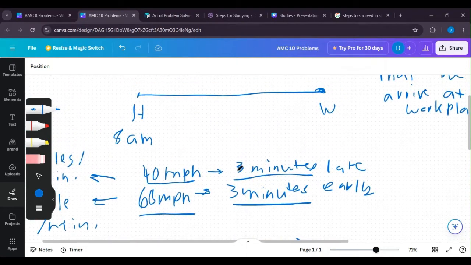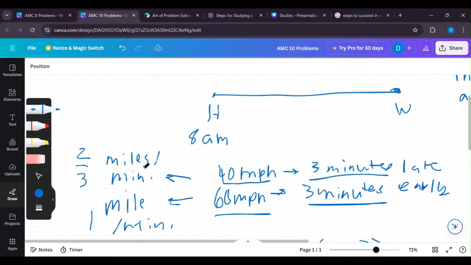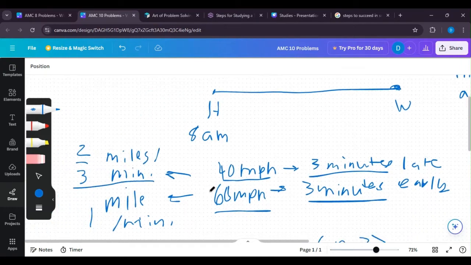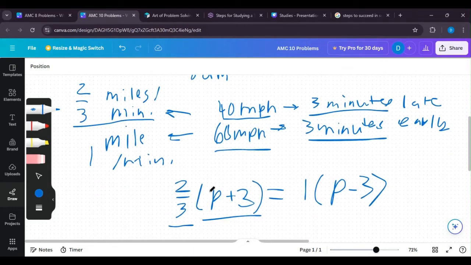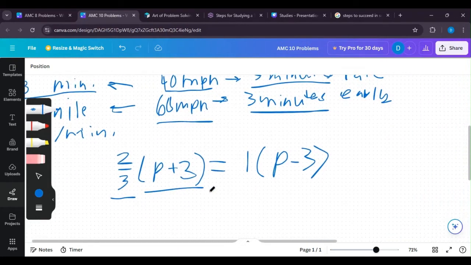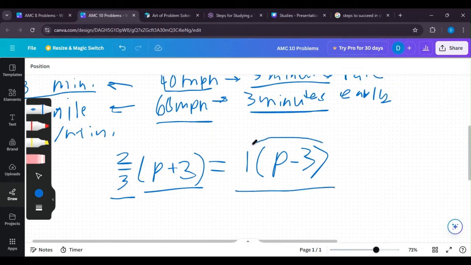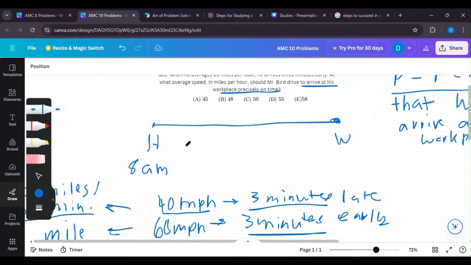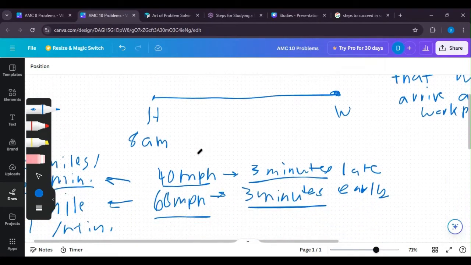because it says right here, 3 minutes late, he's driving this many, 2/3 miles per minute, and he's 3 minutes late. So that's perfect time plus 3. And we can see the same right here. He's driving 1 mile per minute, and this is the time. So wait, hold on. This is the time he's taking to drive. So miles times minutes is equal to total distance. Then the total distance is his house to the workplace.